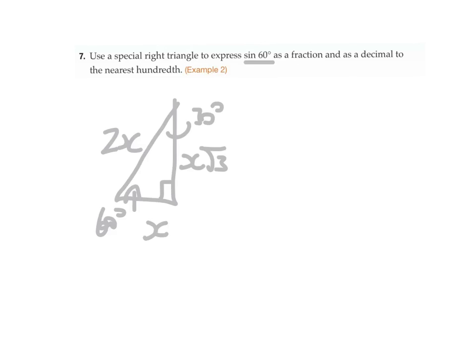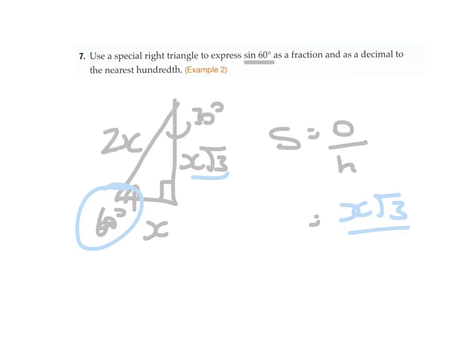Let's put it into the expression that they want. They want sine 60. Well, sine is equal to opposite over the hypotenuse. That's your basic formula, simplified down. We want the 60 degrees, so there's our target angle. Opposite 60 degrees is going to be x√3, and the hypotenuse is 2x. Still looks a little bit complicated, but then you can cancel the x out, and what have you got? √3 over 2.